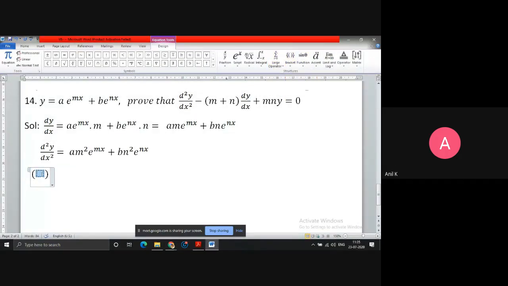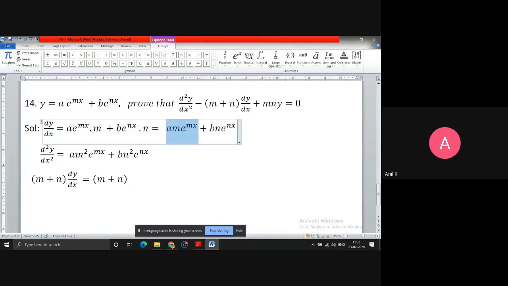So here you will get m plus n into dy upon dx is equals to m plus n. What you got, dy by dx? dy by dx you got it this way. So this will become Control C. You got this one. So what I do is I'll open up the brackets. First m will multiply with both the terms, then n multiply with both the terms.